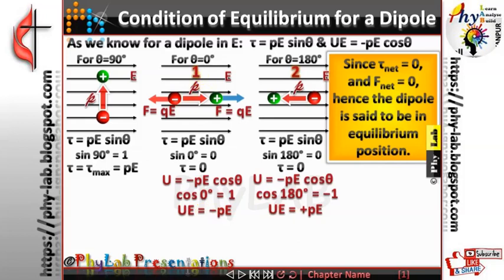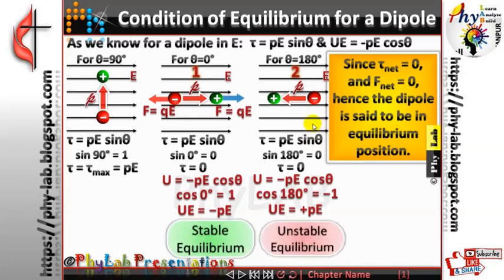That suggests to us that whenever theta is 0, this happens to be the state of stable equilibrium, and whenever theta happens to be 180 degrees, that happens to be the state of unstable equilibrium. So if the dipole moment happens to be parallel to the electric field, theta becomes 0, and this represents the state of stable equilibrium for the dipole. Whereas if theta happens to be 180 degrees, that means the dipole moment is directed opposite to the electric field vector. That represents the state of unstable equilibrium, friends.